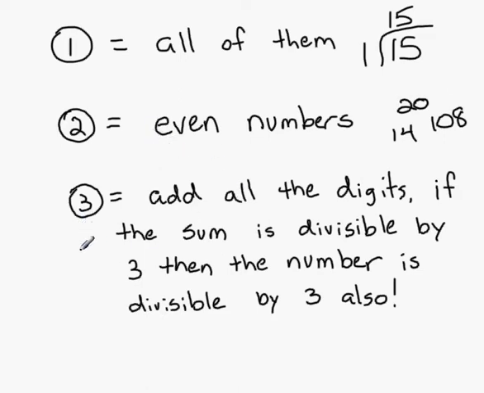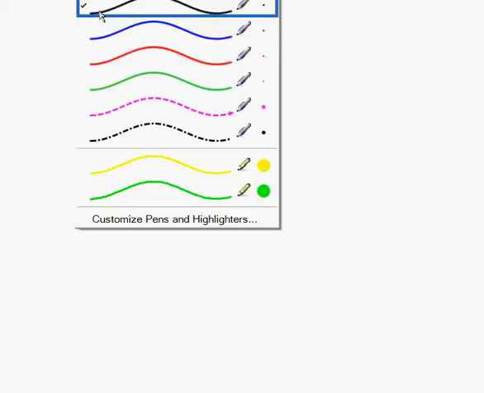And number 3, if a number is divisible by 3, this gets a little tricky. What you have to do is add all of the digits, and if the sum is divisible by 3, then the entire number is divisible by 3 also. That's a lot to take in. It's a little confusing, but I'm going to show you a couple examples. All you have to do is add up the digits, and if that is divisible by 3, then the original number is divisible by 3 also. Here's 42. Is 42 divisible by 3?